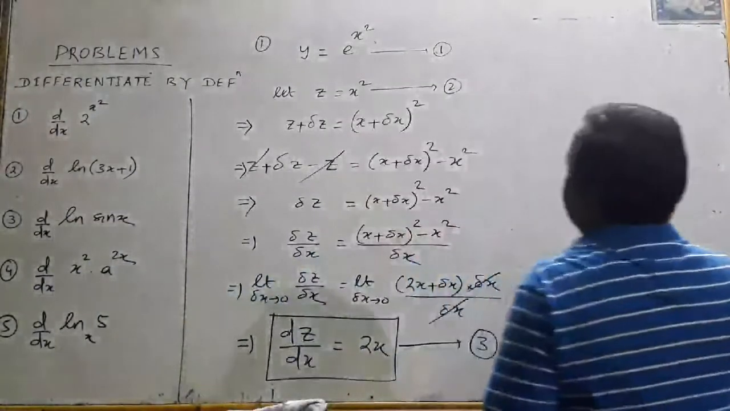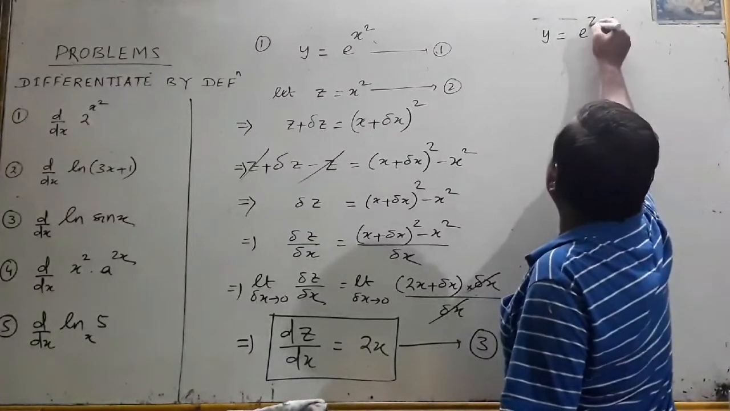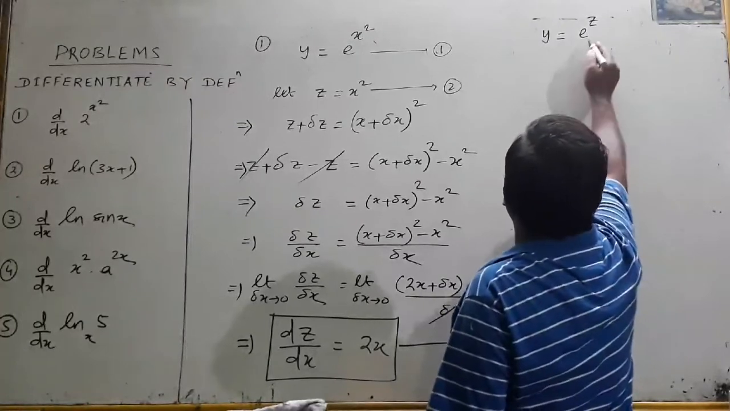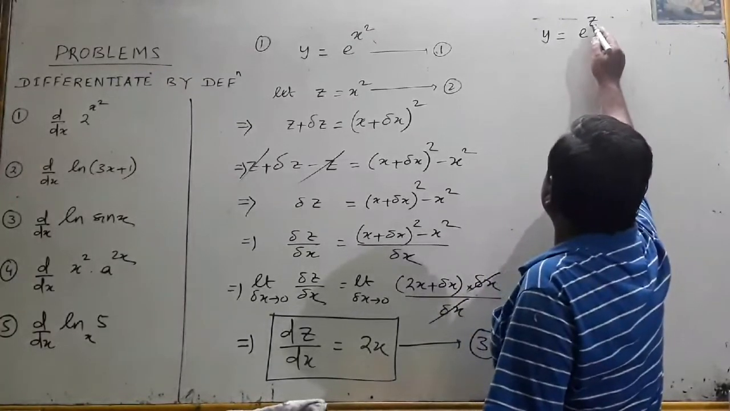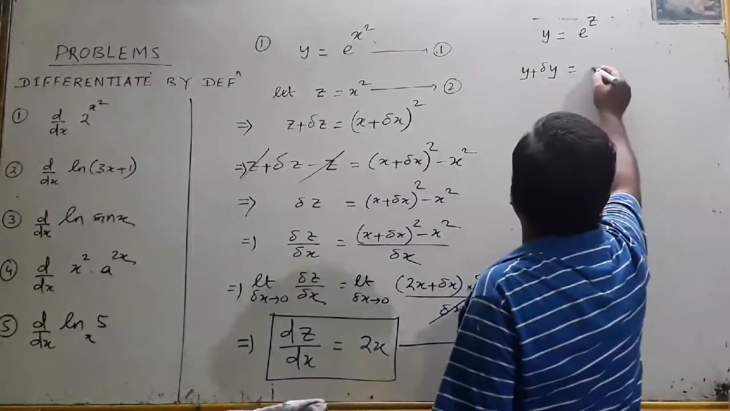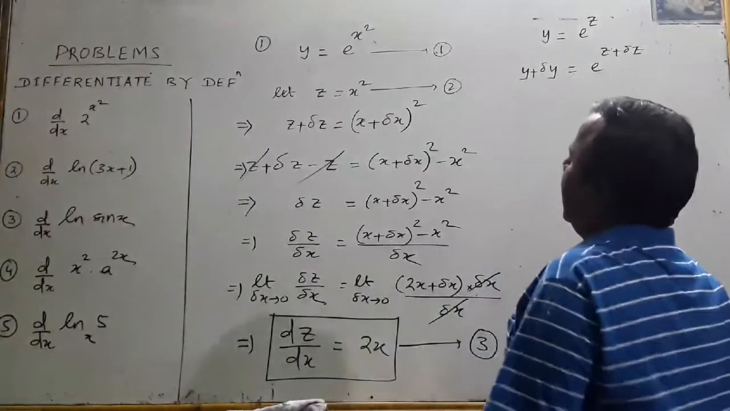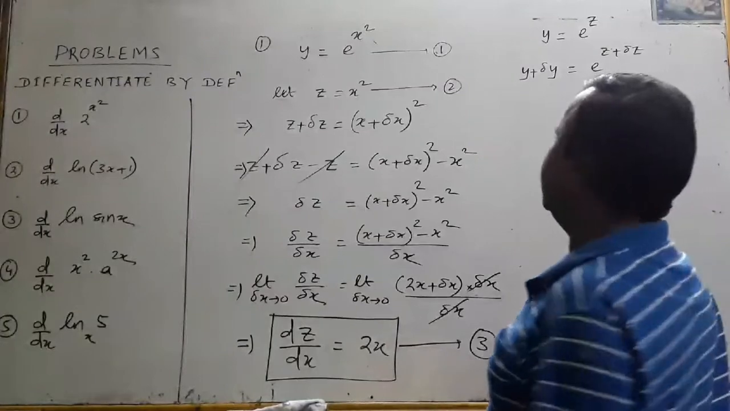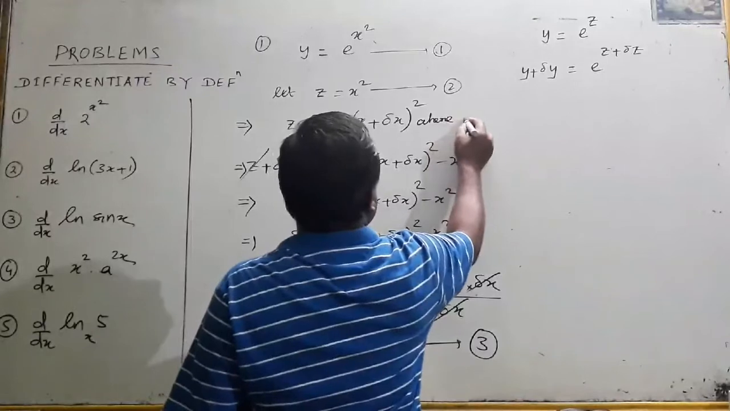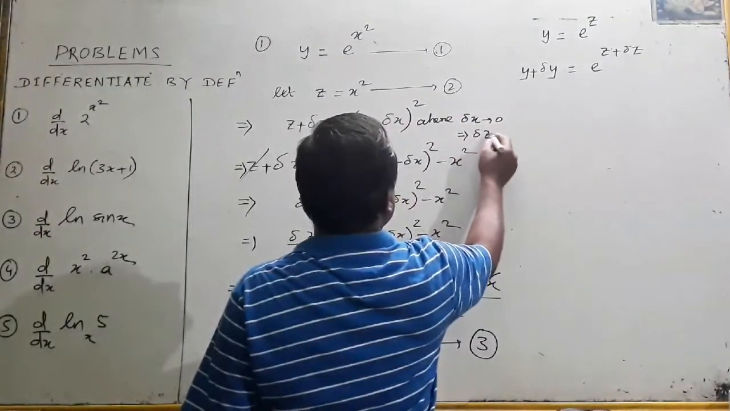Now, what is y? y becomes e to the power z. And giving an increment delta z to z, it becomes delta y to y. So y plus delta y is equal to z plus delta z. Sorry, I am missing one line: delta x tends to 0 implies delta z tends to 0.